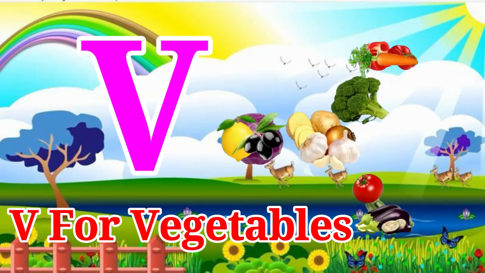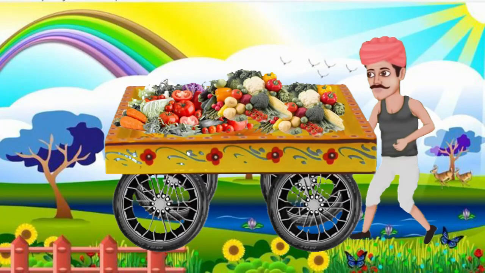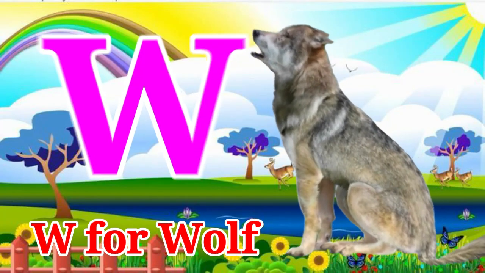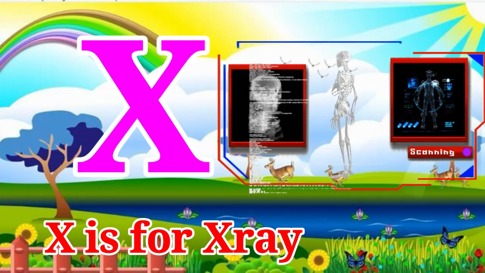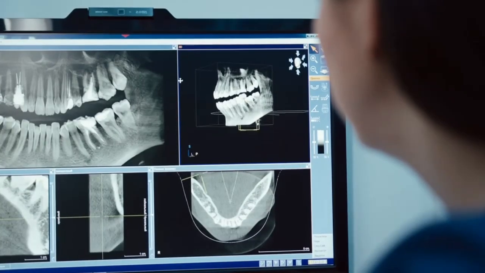V is for vegetable. W is for wolf. X is for X-ray.